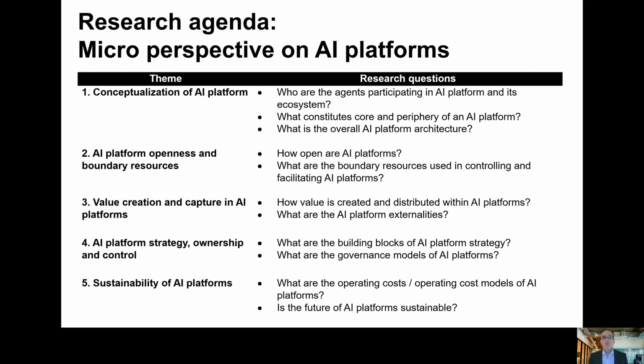Other than that, we list a wide range of questions that relate to core topics that have already been researched in the context of platforms. There are a lot of topics that need to be understood in the context of AI platforms. We are talking about openness of platforms, boundary resources, and how platform owners control and facilitate the ecosystems they have created. We are also talking about strategy and governance models for AI platforms. We add to that a question regarding sustainability of AI platforms, and we don't mean just sustainability from the long-term viability perspective of these platforms, but also from an environmental and social perspective. But even if we had answers to all of these questions, we wouldn't have a complete understanding of AI platforms, because we limited these questions to a single platform context.